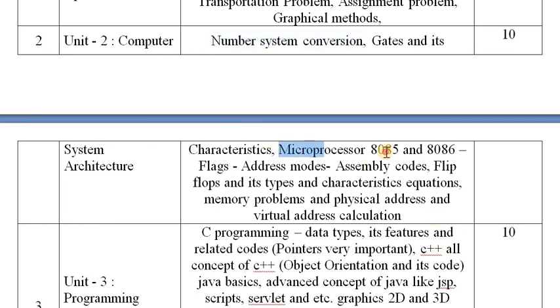Next you want to learn all the details about the microprocessor with 2 versions, 8085 and 8086, in which you will be asked questions related to flags and address modes. We have some types of flags, for adding numbers and representing number systems, and then we have 10 types of address modes, and usually they will ask assembly codes. If you understand all 10 types of addressing modes, you will easily score.